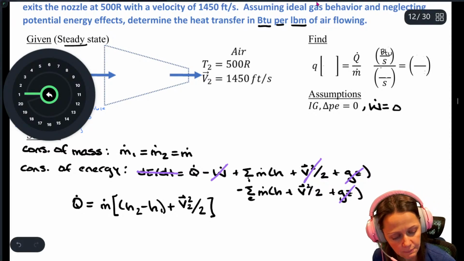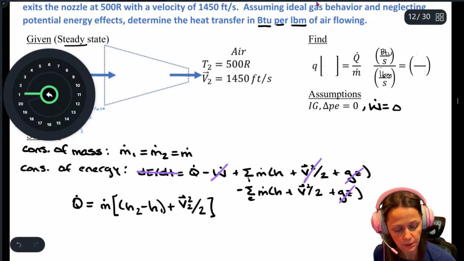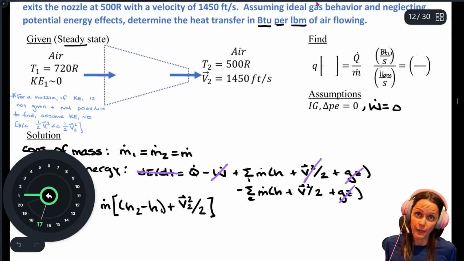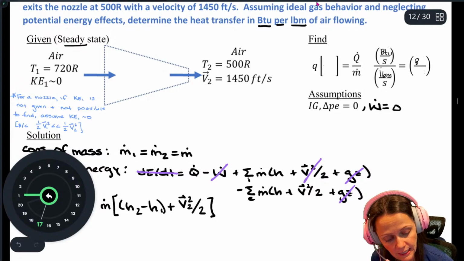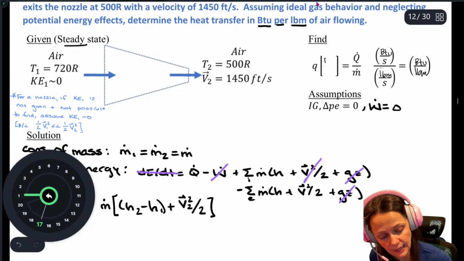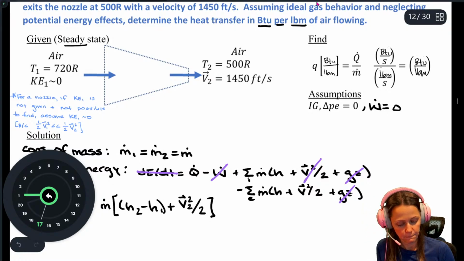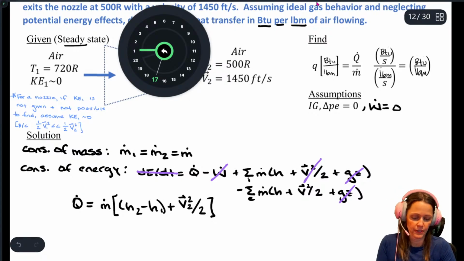Your m dot might be in pound mass per second. I don't know what that mass flow rate is, and I don't really have any way to calculate it, but it doesn't matter because I'm dividing through by that mass flow rate anyway. If I divide Q dot by m dot, that's going to give us BTU per pound mass, which is exactly what we have here.